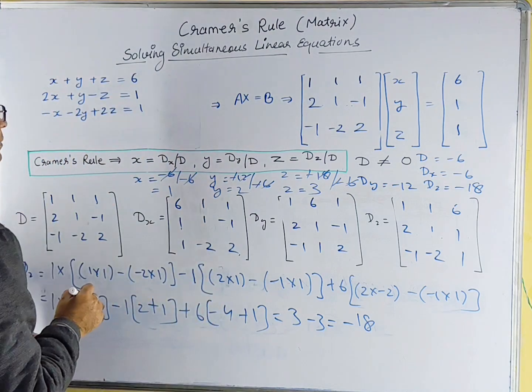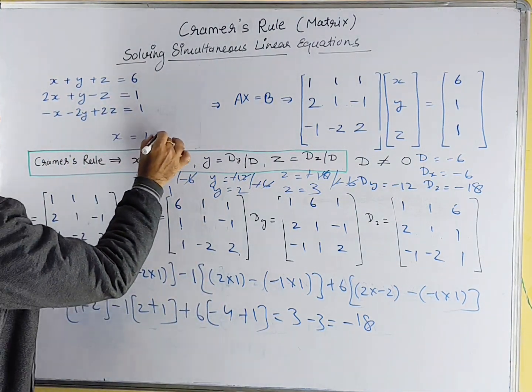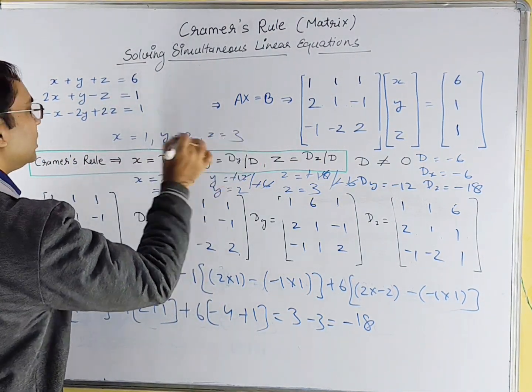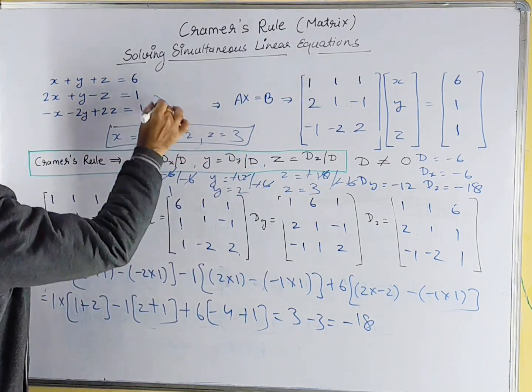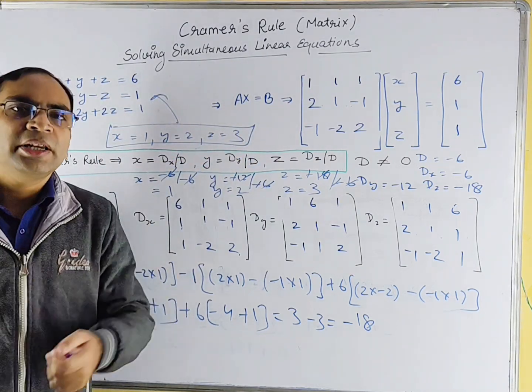So here we can say we have the solution that x is 1, y is 2, and z is 3. So this is our solution to the given system of linear equations.